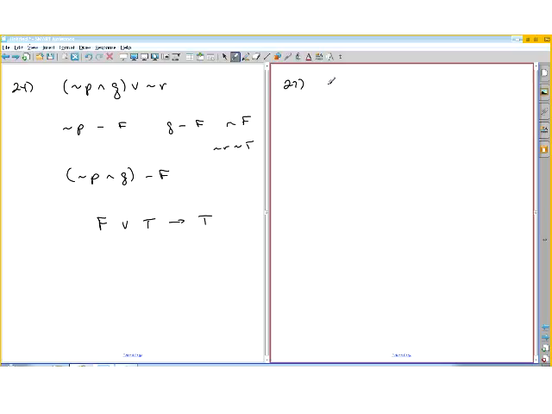And we'll do one more here in this set. 27. Not P in intersection with Q in union with R. Okay, again, P is true, Q is false, R is false. So not P is false. So if we do this first one, not P intersected with Q, not P is false, intersected with Q, which is false. So that gives us false.